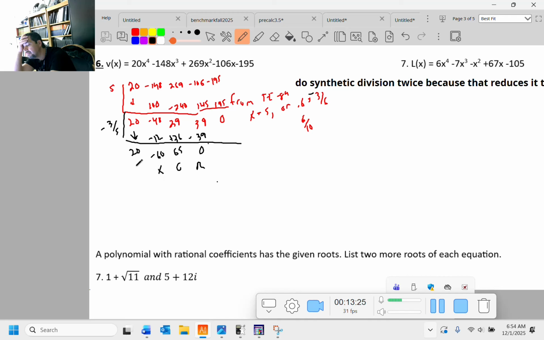So what I've done is I've reduced it down to a quadratic because this is my remainder, my constant, my x and my x squared. I have 20x squared minus 60x plus 65. I'm going to set it equal to 0. I really don't want to try to factor that thing. It looks to me like everything's divisible by 5. So I'm going to pull that 5 out. That's going to give me 4x squared minus 12x plus 13.